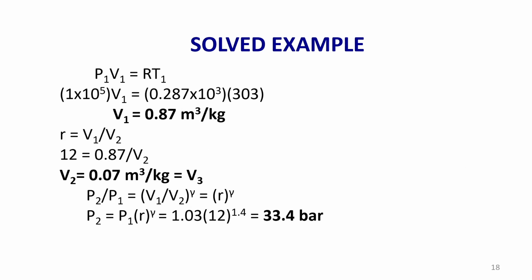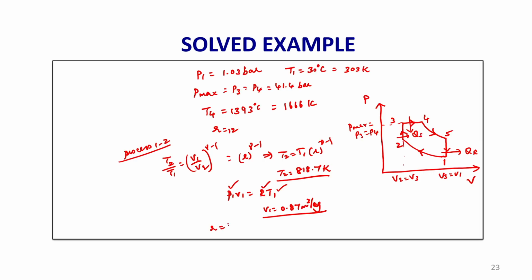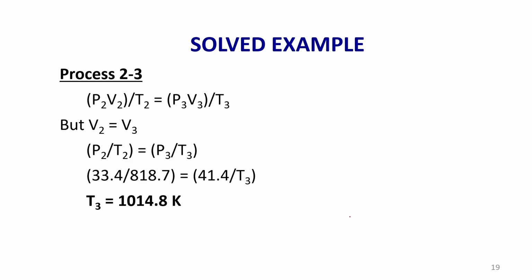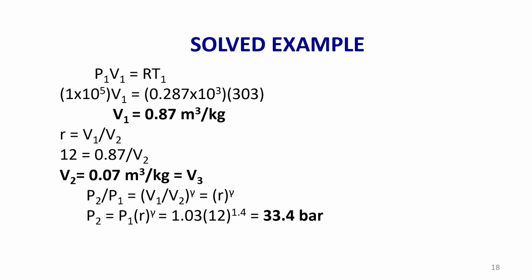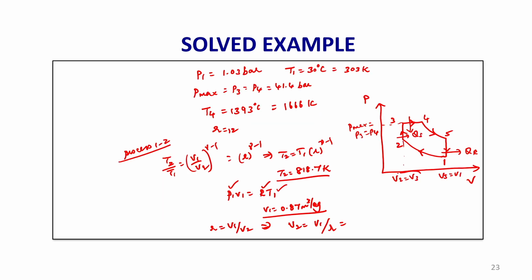Now, using the compression ratio, I can find out the volume at 2, that is after compression. V1 by V2 equal to R, so V2 equal to V1 by R. Let us see the value: V2 is 0.07 meter cube per kg. This volume at 2 is equal to V3, because if you see the diagram, V2 equal to V3.